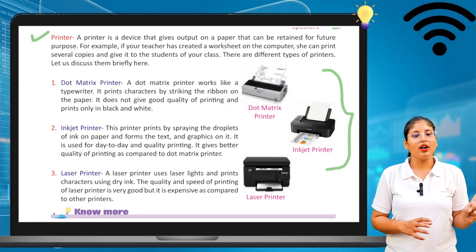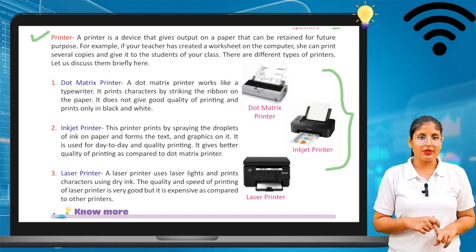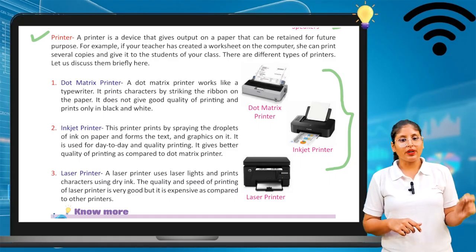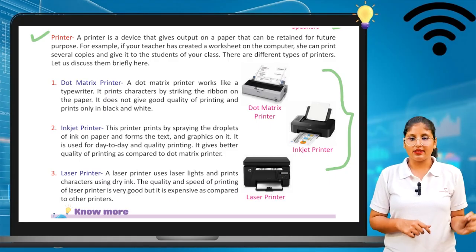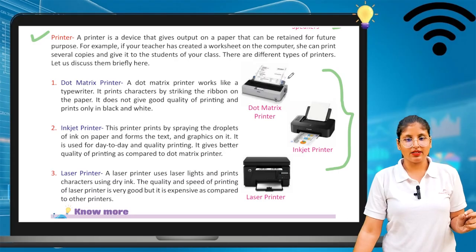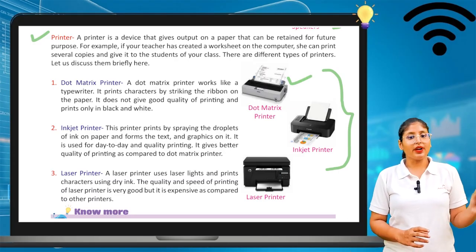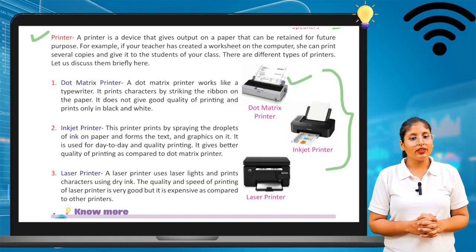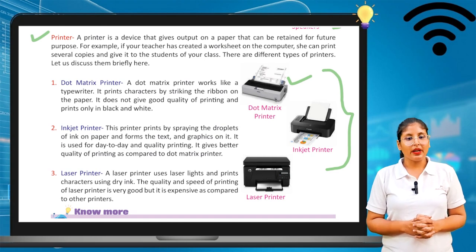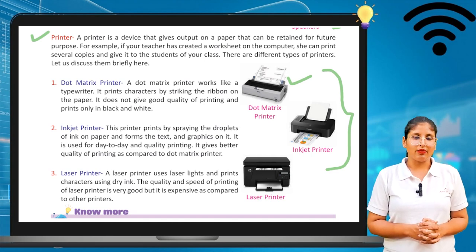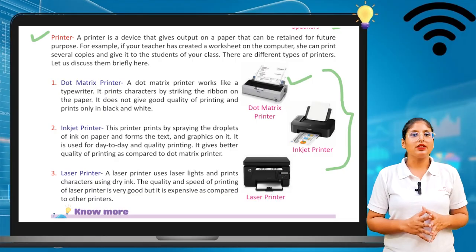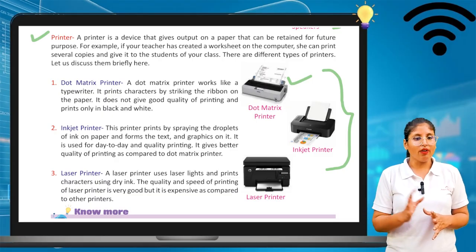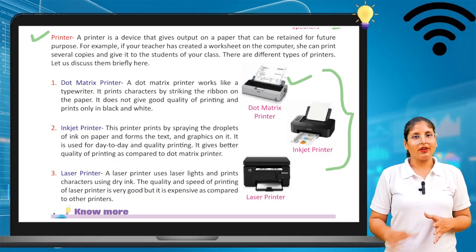First is the dot matrix printer. A dot matrix printer works like a typewriter. It prints characters by striking the ribbon on the paper. It does not give good quality of printing and prints only in black and white.